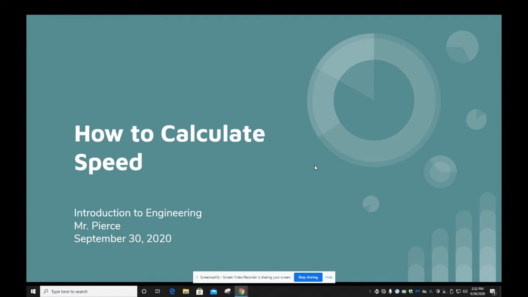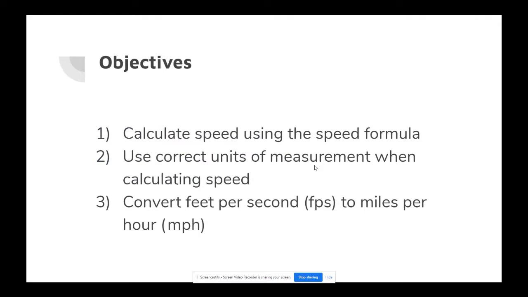In this lesson, we're going to learn how to calculate speed using the speed formula. Our objectives are going to be to calculate speed using the speed formula, use correct units of measurement when calculating speed, and learn how to convert speed in feet per second to speed in miles per hour.